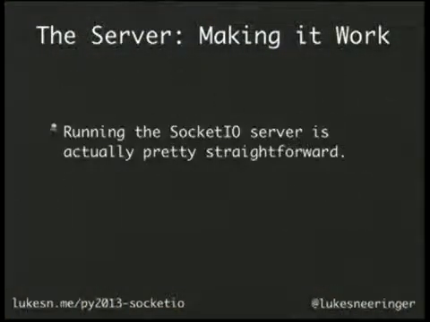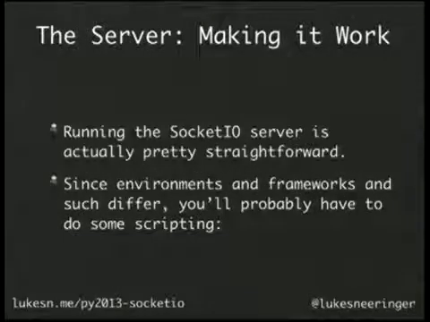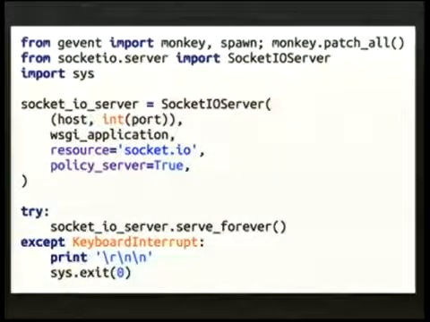Running SocketIO is pretty straightforward. Every environment is different, whether you're using Django, whether you're using Flask, what you're doing. So you're probably going to do some scripting, but it's going to look basically like this. You're going to import gevent. With gevent, most things, you end up wanting to put this monkey patch all at the top, or things just don't work. You're going to import your SocketIO server, and then you're going to start your SocketIO server. You're going to hit your host and your port. Your port can sometimes share nicely with your dev server or may not.